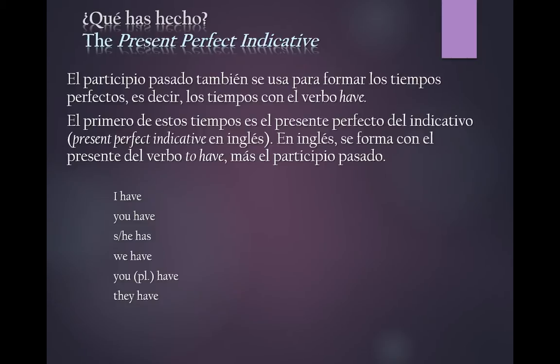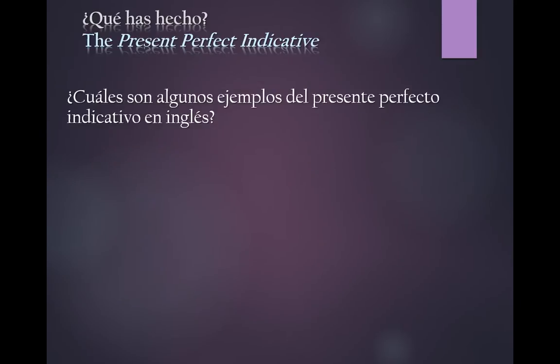We always use the word have. I have, you have, he has, she has, etc. And we combine it with a past participle. So I have spoken, you have eaten, she has worked, they have returned, etc. That's what we mean by present perfect.